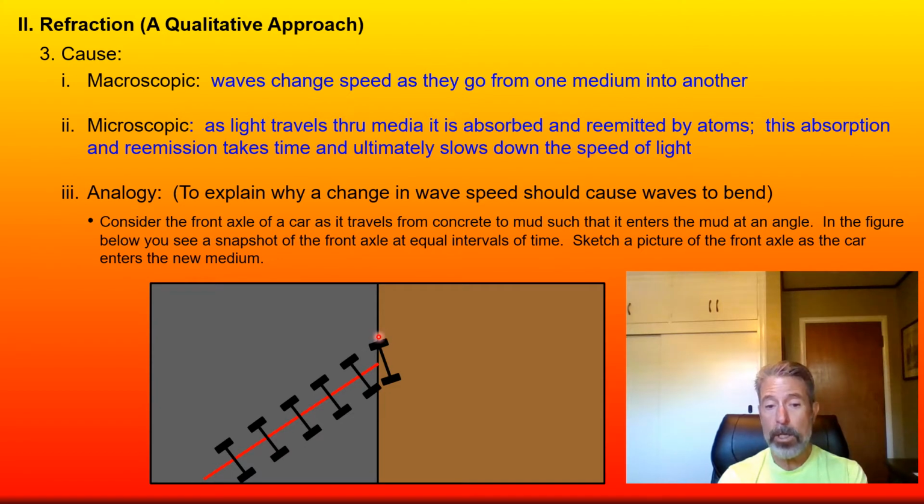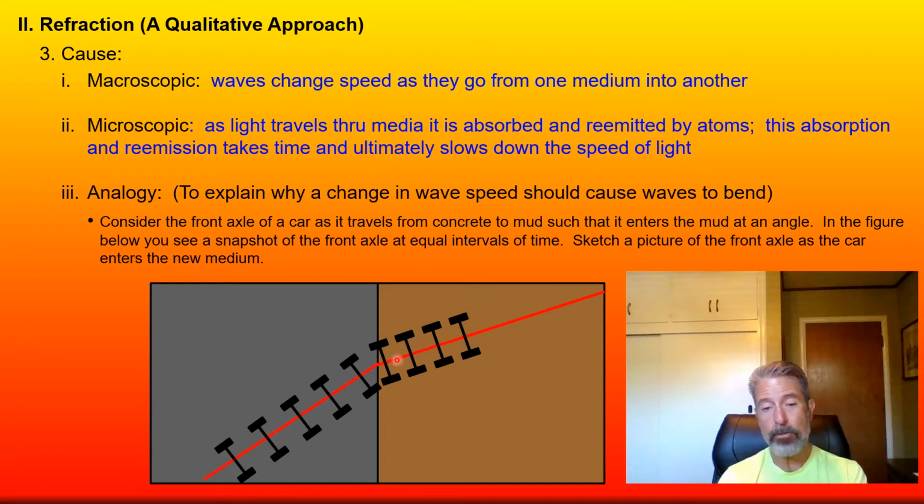Now once both your wheels are entirely in the muddy region, both wheels can travel the same distance in the same time, in which case, from the point where your wheels are entirely in the mud, your front axle is going to travel in a straight line. So the bending really happens exclusively right at the boundary. And while this is an analogy, you can see that it nicely predicts which way not only your front axle, but the light is going to bend.